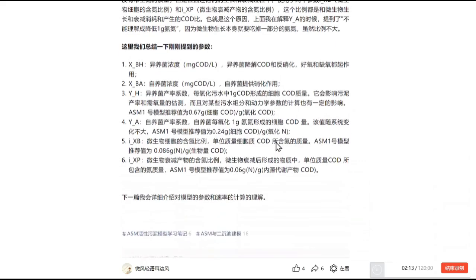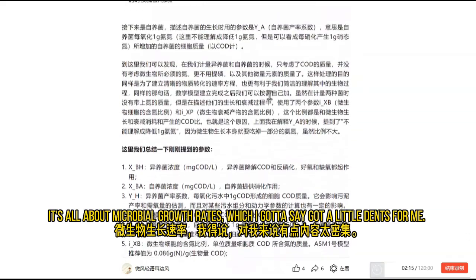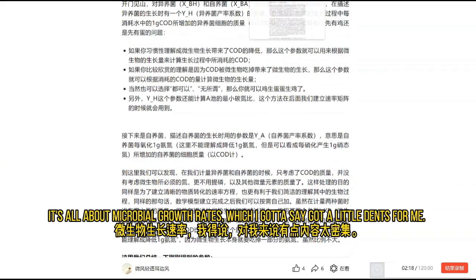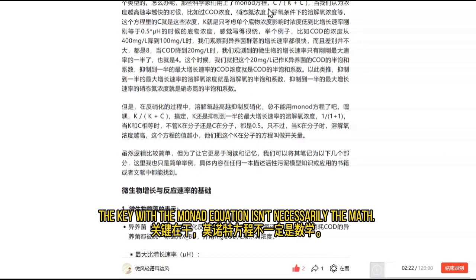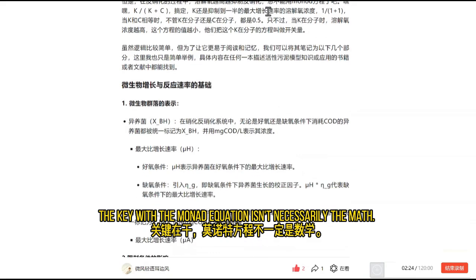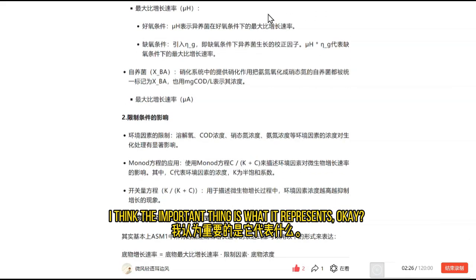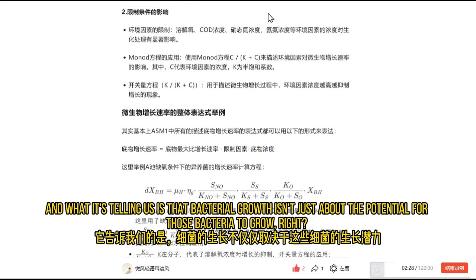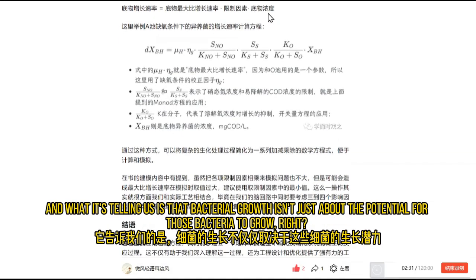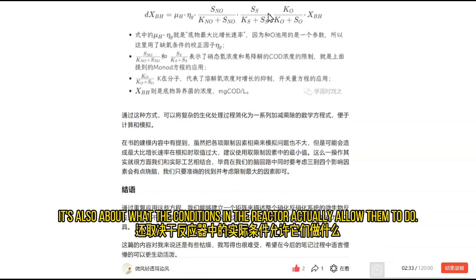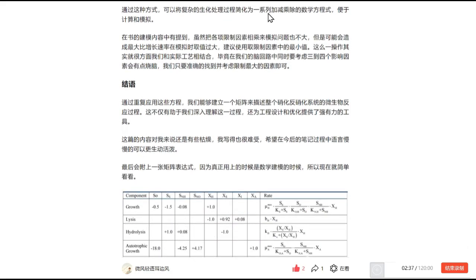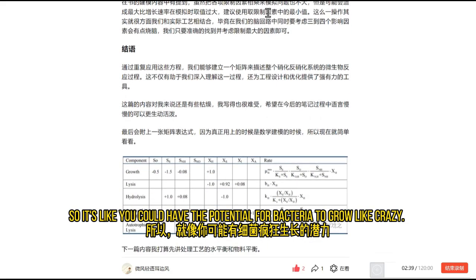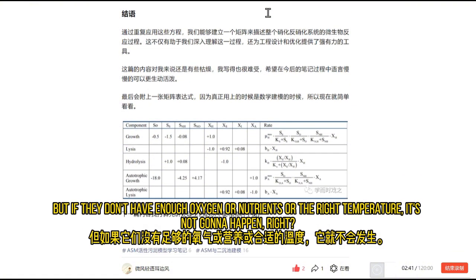Gotcha. So this source here, ASM1-monad A.pdf, it's all about microbial growth rates, which I've got to say, got a little dense for me. Sure, a lot of equations in that one. The key with the Monod equation isn't necessarily the math. I think the important thing is what it represents. Okay. And what it's telling us is that bacterial growth isn't just about the potential for those bacteria to grow. Right. It's also about what the conditions in the reactor actually allow them to do. So you could have the potential for bacteria to grow like crazy, but if they don't have enough oxygen or nutrients or the right temperature, it's not going to happen.